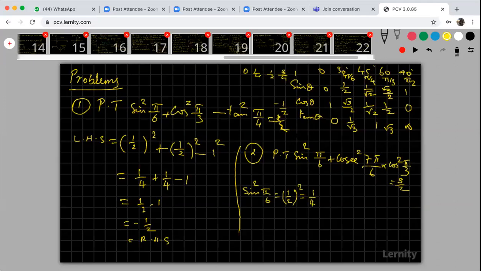The question is: 2 sine square pi by 6 plus cosecant square 7 pi by 6 plus cos square pi by 3 is equal to 3 pi by 2. So first of all find the sine square pi by 6 value. Sine square pi by 6 is nothing but sine 30, 1 by 2, the whole square, that is 1 by 4. Right. What about your cosecant square 7 pi by 6? How to find out the value of cosecant 7 pi by 6? Because it is not cos, it is cosecant.